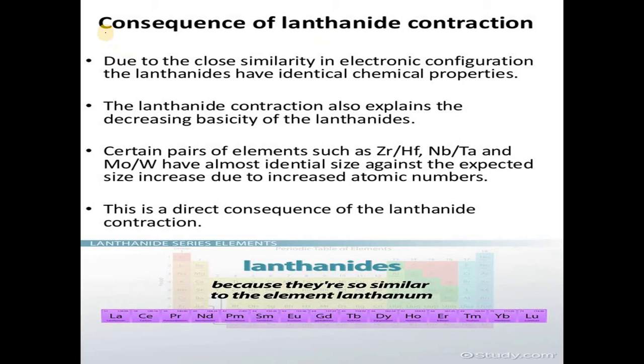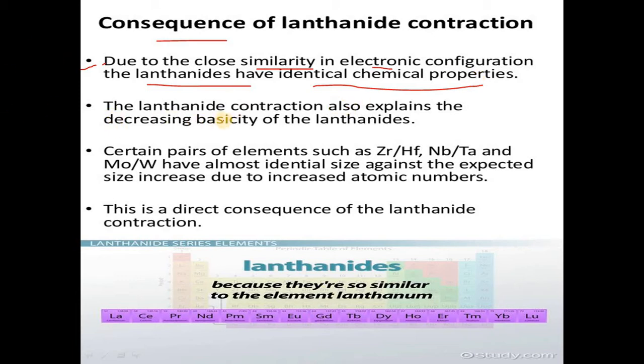Then what are the consequences of lanthanide contraction? First one, due to the close similarity in electronic configuration, the lanthanides have identical chemical properties. All the lanthanide series have identical chemical properties because of similar electronic configuration, that is, the outermost 5d1 6s2 is fixed.